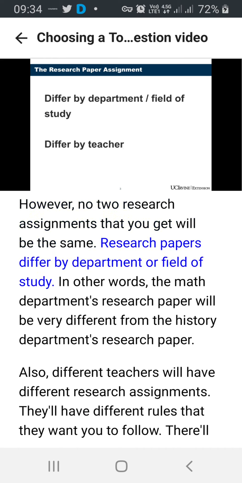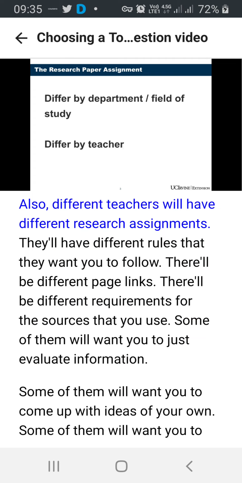Research papers differ by department or field of study. In other words, the math department's research paper will be very different from the history department's research paper. Also, different teachers will have different research assignments. They'll have different rules that they want you to follow. There'll be different page lengths. There'll be different requirements for the sources that you use.